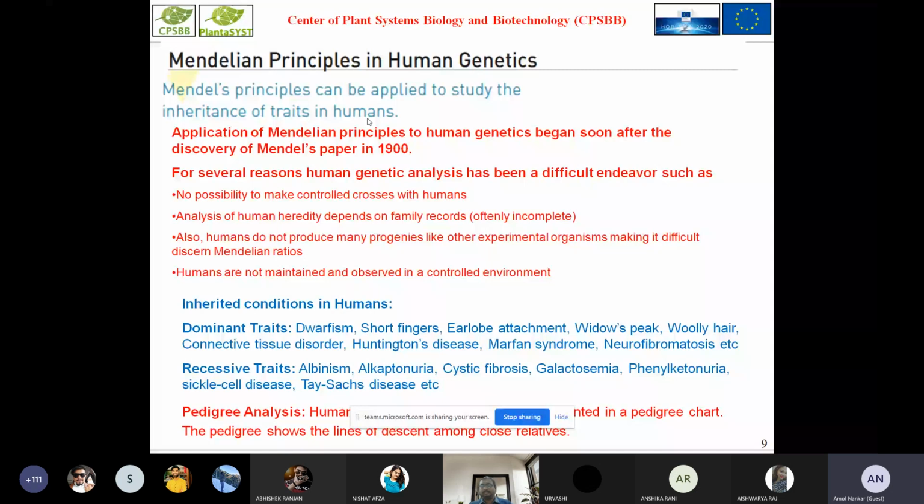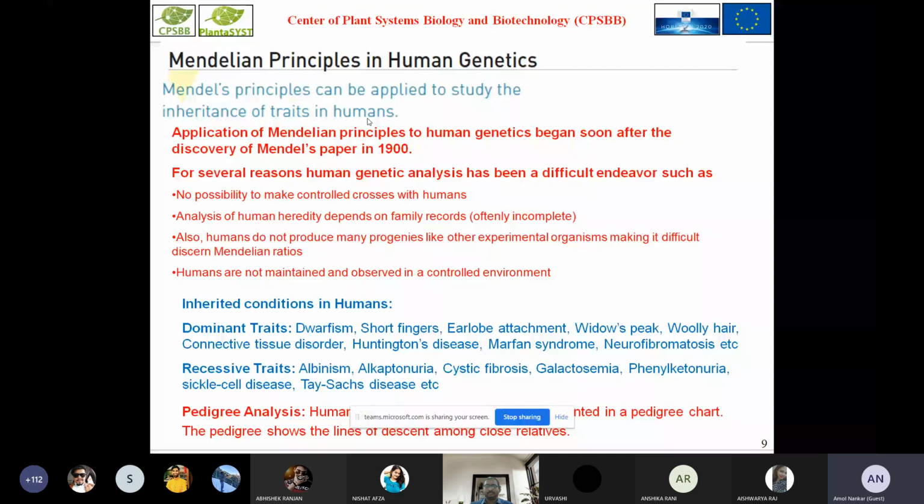However, a great deal of effort has been taken by many human geneticists, especially since the human genome has already been sequenced. It has been a really great development, and there have been a lot of advancements in human genetics, and the application of Mendelian principles has been widely used in human genetics as well.